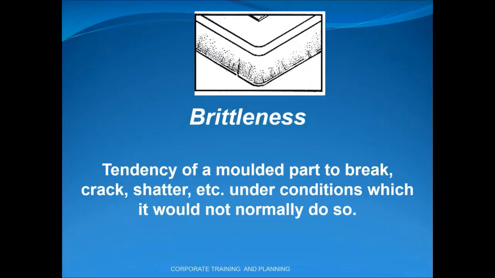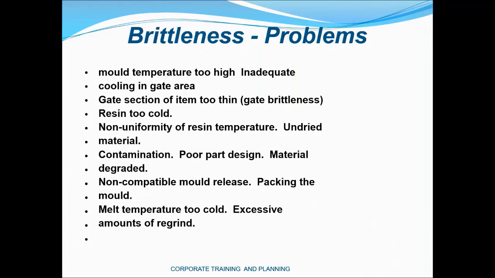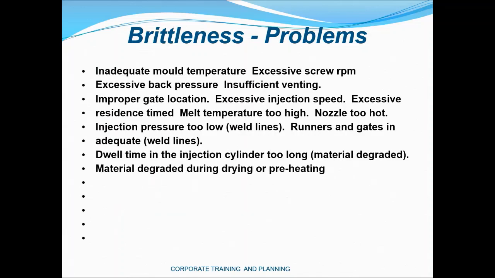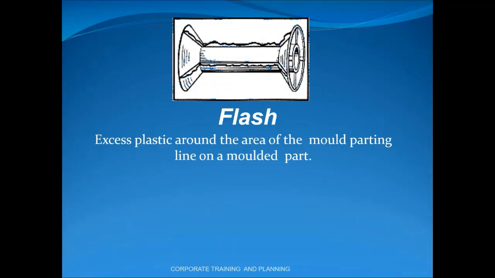Brittleness, a tendency of the molded part to break, shatter, etc. Brittleness problem: mold temperature too high, inadequate cooling in the gate area, inadequate mold temperature, excessive screw RPM. Flash, that is overflow, excessive plastic around the neck area. That is the flash problem.